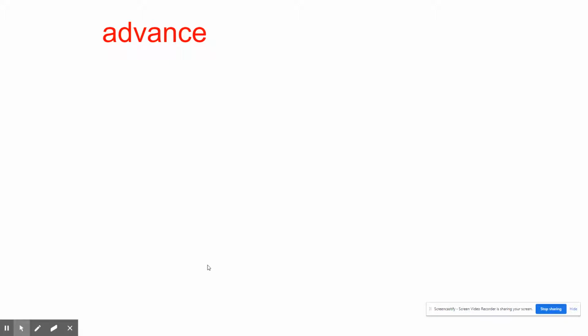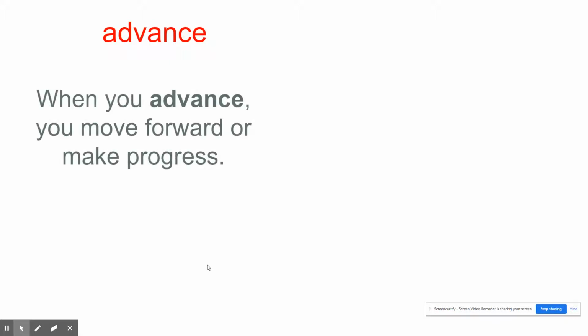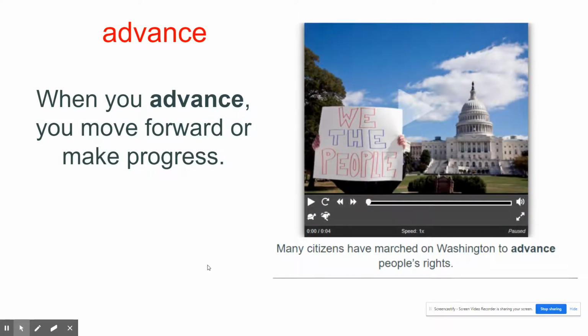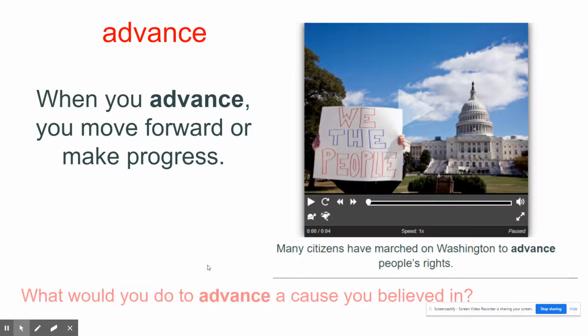Our next word is advance. When you advance, you move forward or make progress. Many citizens have marched on Washington to advance people's rights. So you might advance in your skills in math. You might advance if you're running and you run past somebody, you're making an advance.